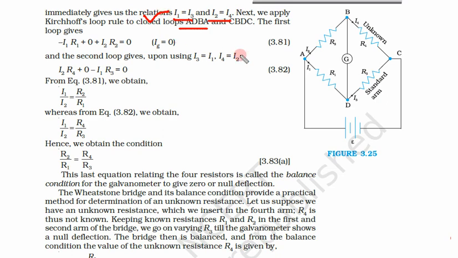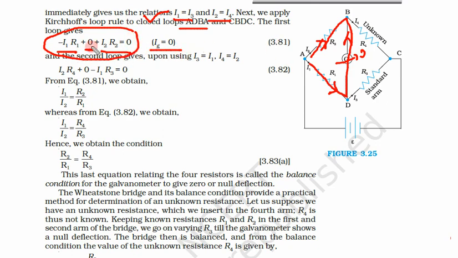Now let us apply this. For this loop, minus I1 R1, then this Ig was 0, so this term becomes 0. Then, we are moving in this direction, then in this direction, this was 0, and here in this direction, but the current is going opposite. So plus I2 R2, that is equal to 0.